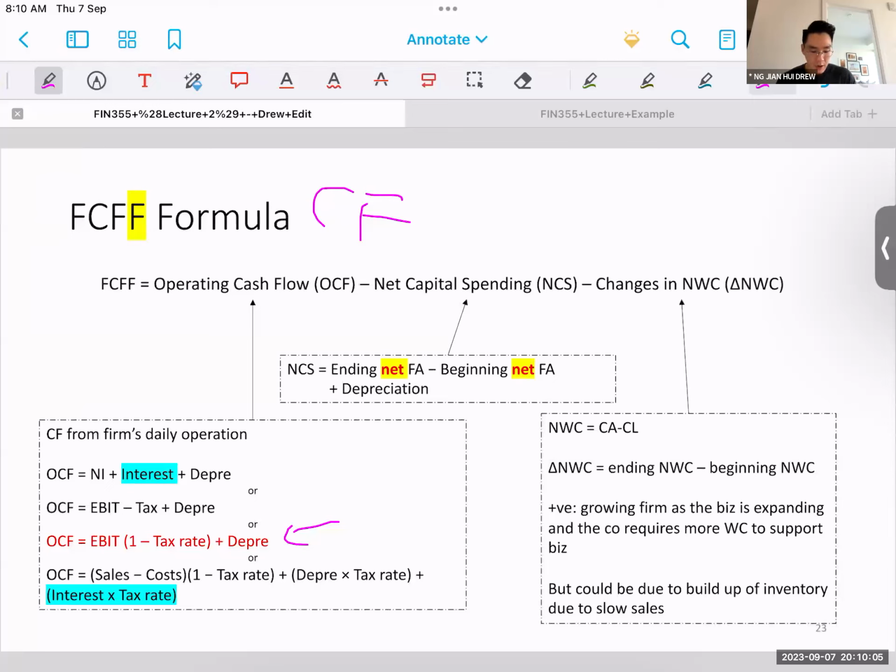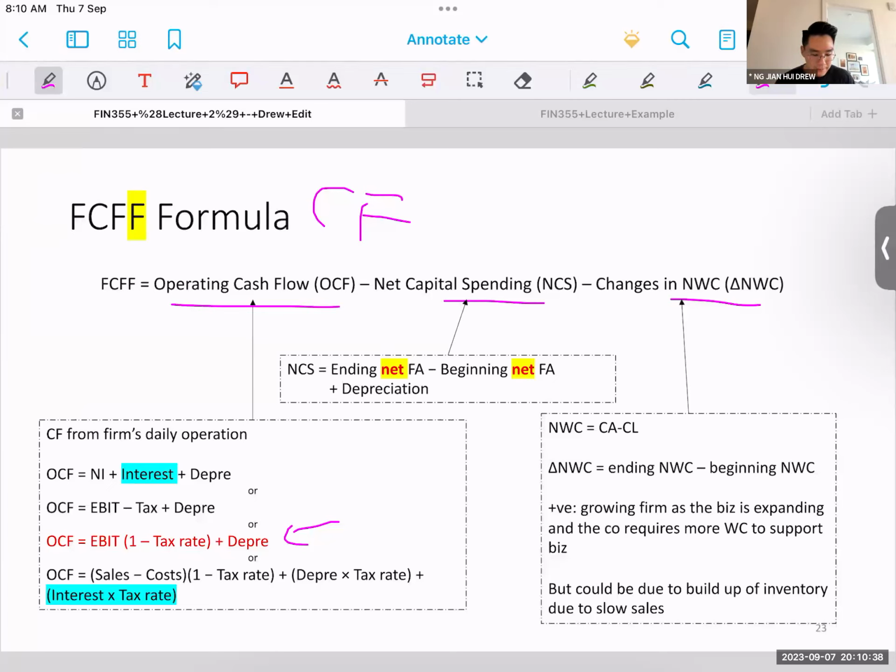Okay, so there are 3 components to your FCFF. There's the operating cash flow, the net capital spend, and the change in net working capital. All right, so we'll tackle each component. This is a very important slide. First of all, operating cash flow. Operating cash flow is just the cash flow from the firm's daily operation, right?